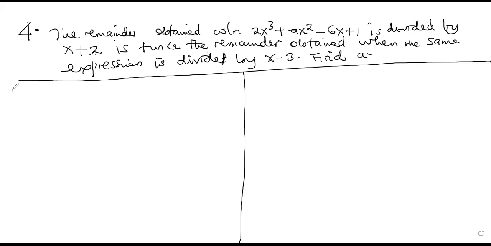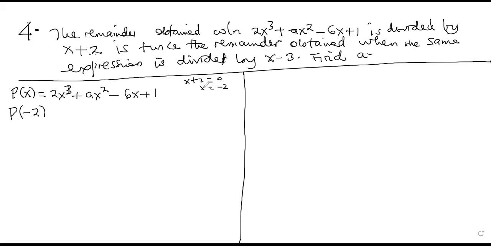We first write our polynomial: p of x is equal to 2x cubed plus ax squared minus 6x plus 1. This is my polynomial. But I've said that when it is divided by x plus 2, what does it mean? We shall look for p of negative 2, because we first equate this to 0. If you equate x plus 2 to 0, you get x is equal to negative 2. That's why I'm saying p of negative 2.